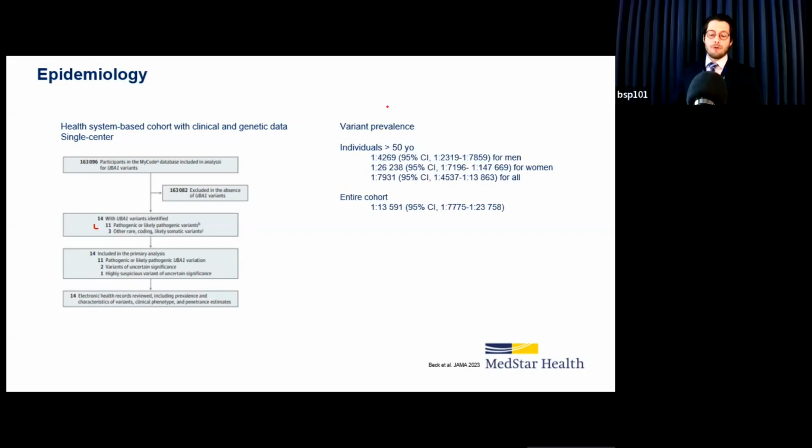So if we go by the prevalence of the variants, not necessarily the syndrome, it's actually pretty high compared to other diseases that we consider rare. So in individuals that are older than 50 years old, for men, the prevalence is 1 in 5,000. For women, it's much rarer, of course, 1 in 26,000. So overall, there's a prevalence in the elderly population of 1 in 7,000. And in the entire cohort, regardless of age, the prevalence is 1 in 13,000. So just to give you a comparison, for example, for us, patients with hemophilia, we see 1 in 5,000 men.